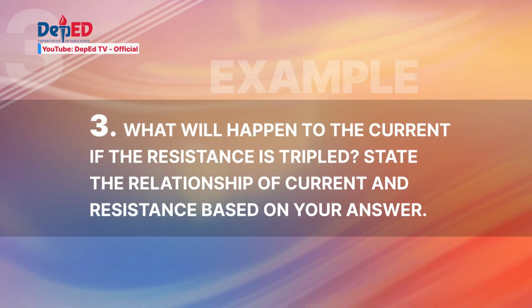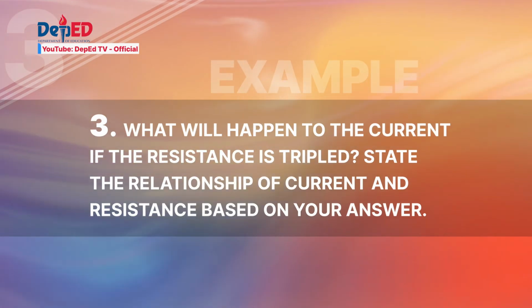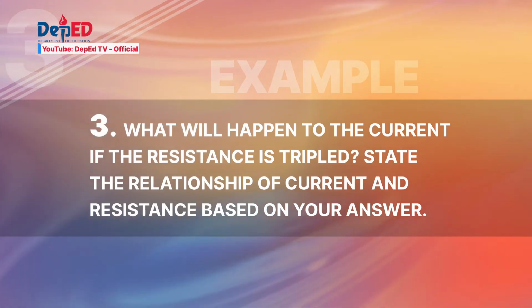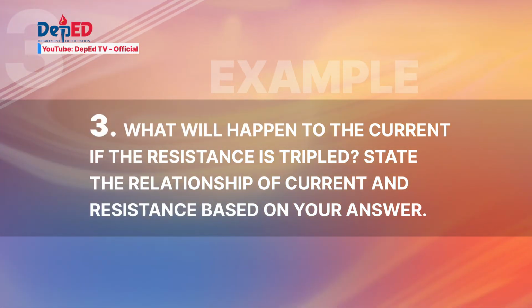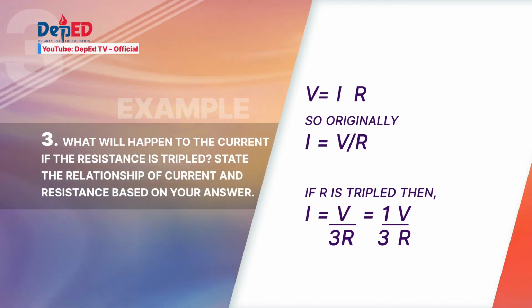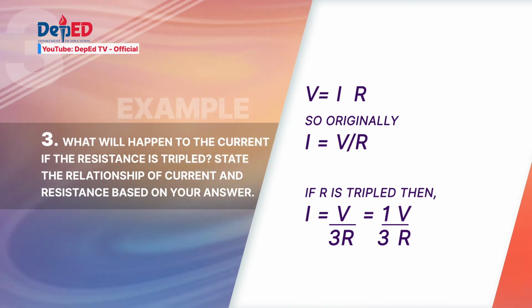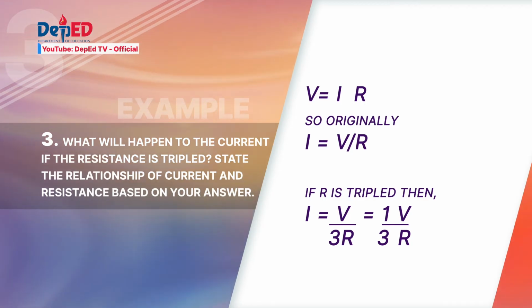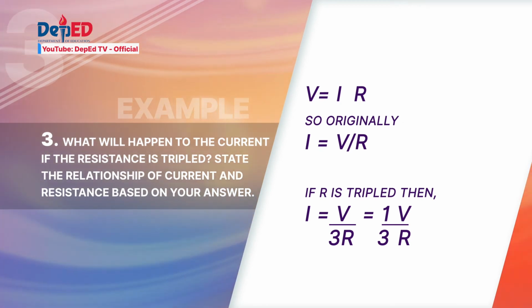Example number 3. What will happen to the current if the resistance is tripled? State the relationship of current and resistance based on your answer. V equals I multiplied by R. So originally, I is equal to V divided by R. If R is tripled, then I equals V over 3R, equals 1/3 of V over R. Therefore, when resistance is tripled, the current is reduced to 1/3. The result shows that when resistance is increased at constant voltage, the current is reduced.